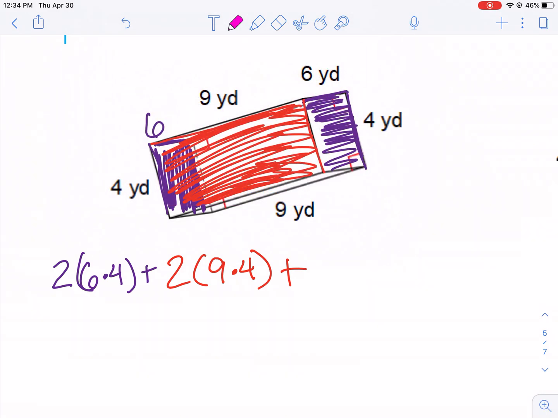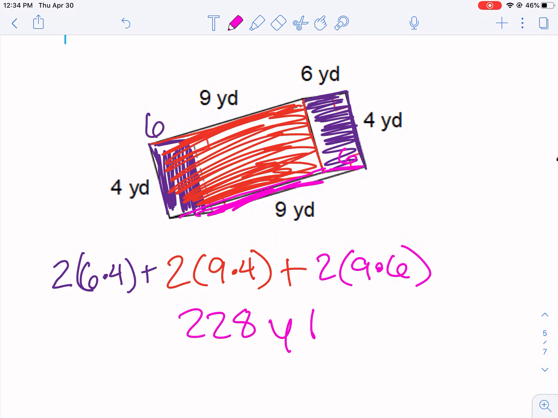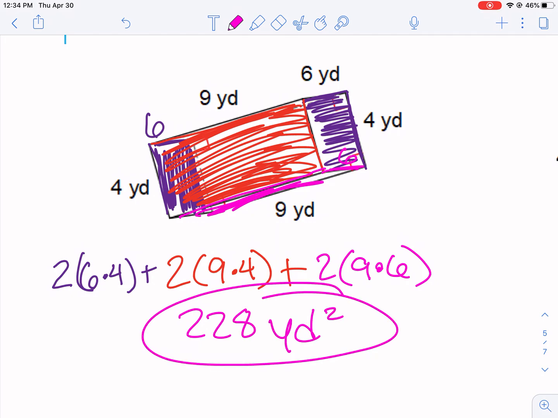Plus, finally, on the bottom here I have this 9 by 6, right? Because that's 6. So 9, whoops, not 9 of them. We have 2 of them. 9 times 6. So again, like earlier, I am just going to type that into my calculator all at once. Right? If you use parentheses, your calculator will know order of operations. And I get 228 yards squared. So there's that surface area.